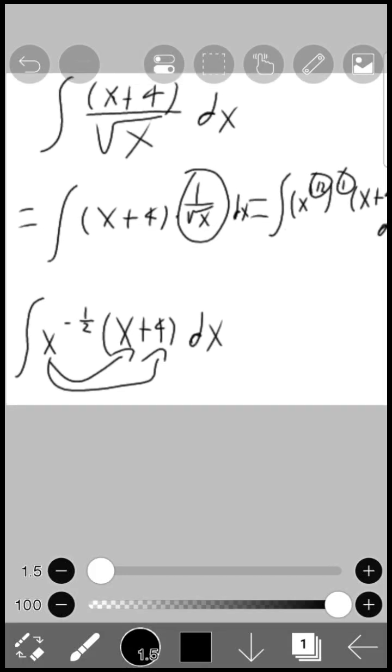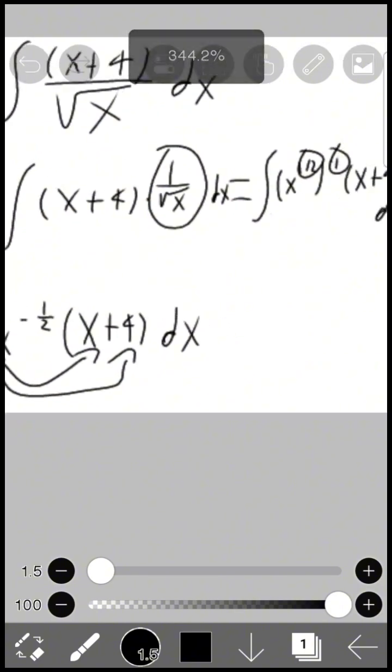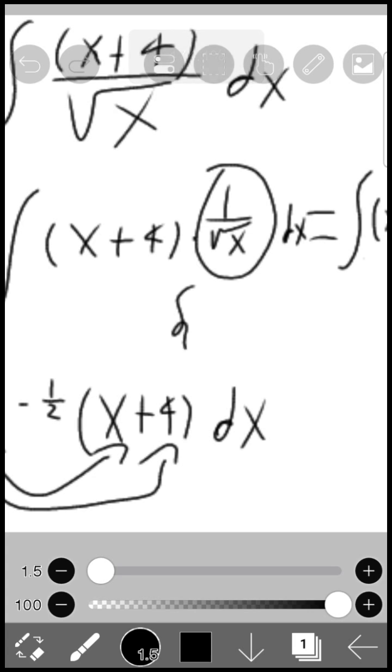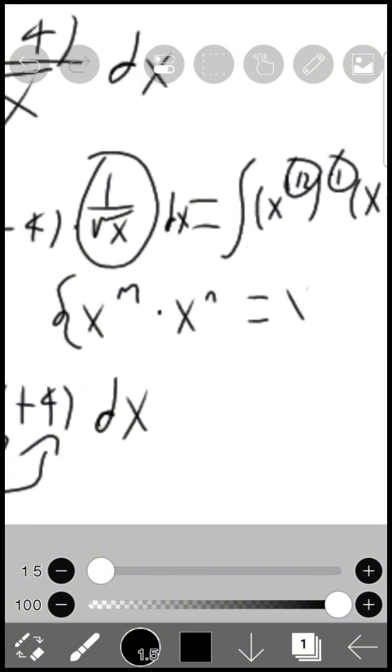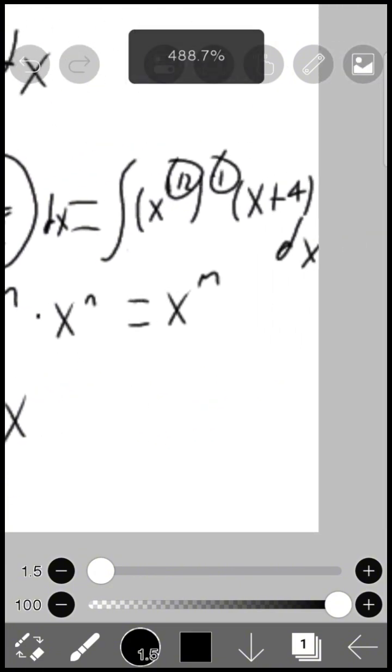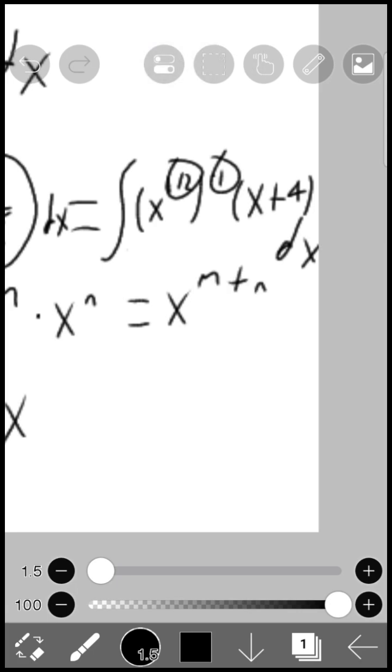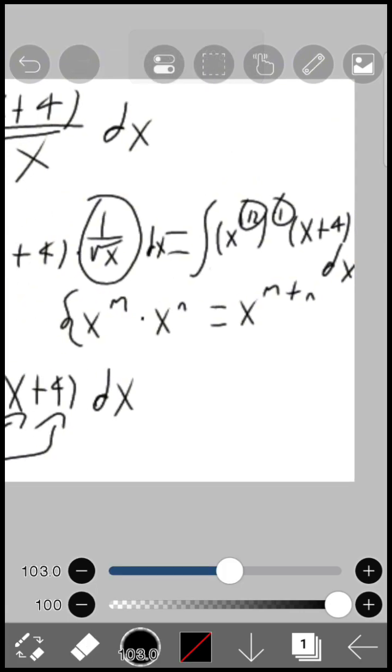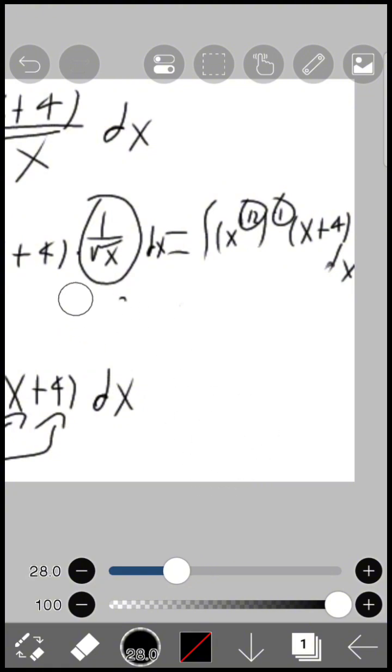so we have -1/2 plus 1, because remember, another thing that we need to know is that in the laws of exponents, x to the m multiplied by x to the n is equal to x raised to the power of m plus n. That's an important thing to remember in order for us to solve the integral effectively.